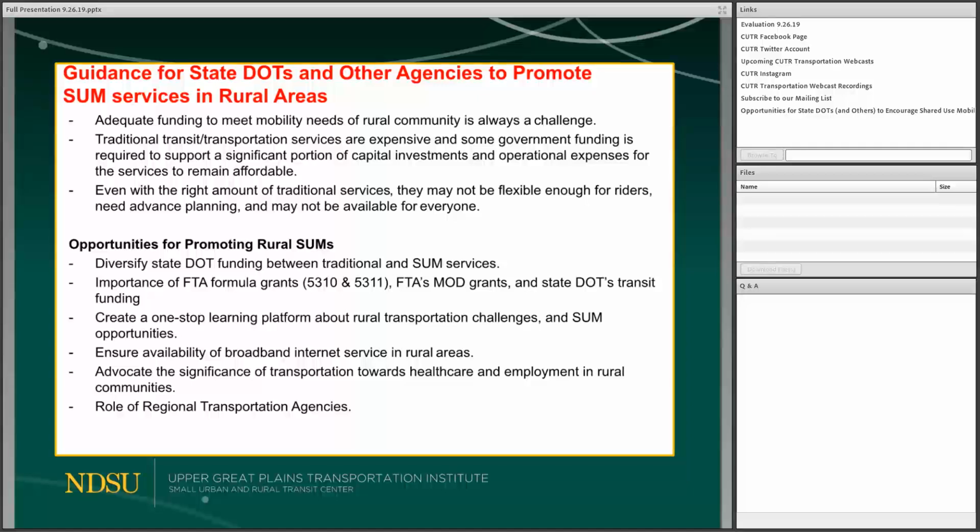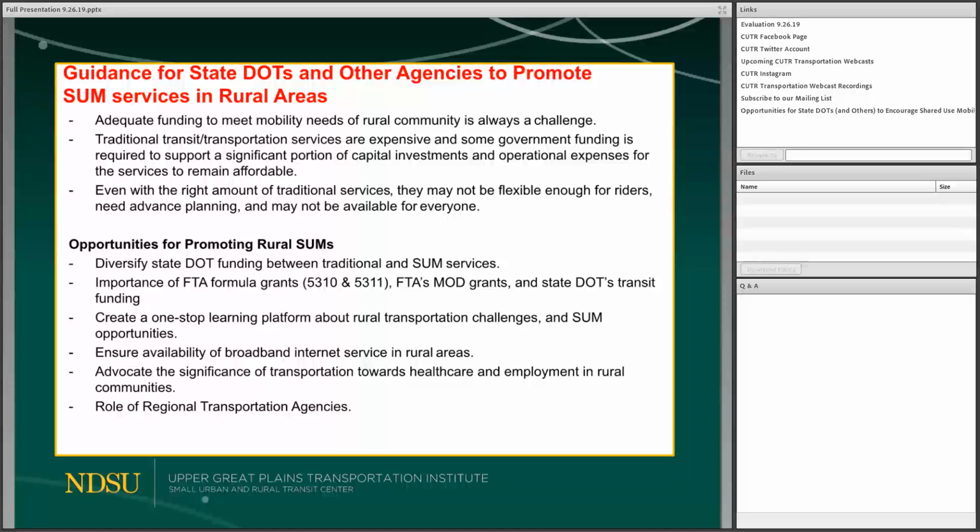And some of the opportunities all these agencies could provide to promote rural SUMs are diversifying state funding between traditional and SUM services. So if they could allocate some funding for rural agencies to contract some SUM providers, that would be helpful to bringing them in. Also, FTA funds are very important, like we discussed before, and some of these funds are eligible to be used to contract out shared use mobility providers.